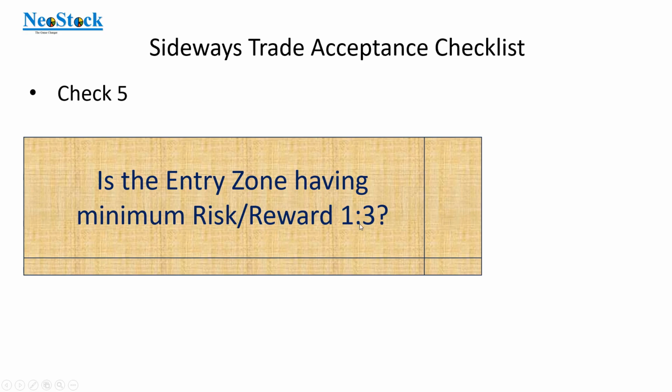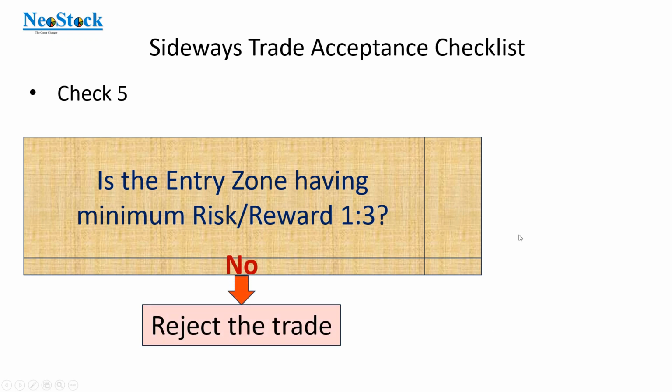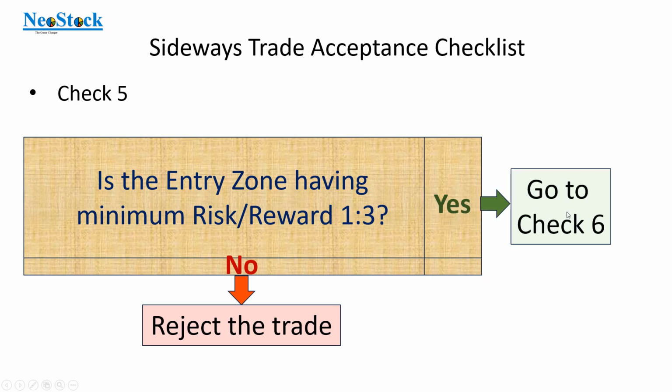If minimum 1:3 is there, you can accept, otherwise you have to reject the trade. So if it is satisfied, yes, you can accept the trade. Then you go to the checklist item 6. So what is checklist item 6?